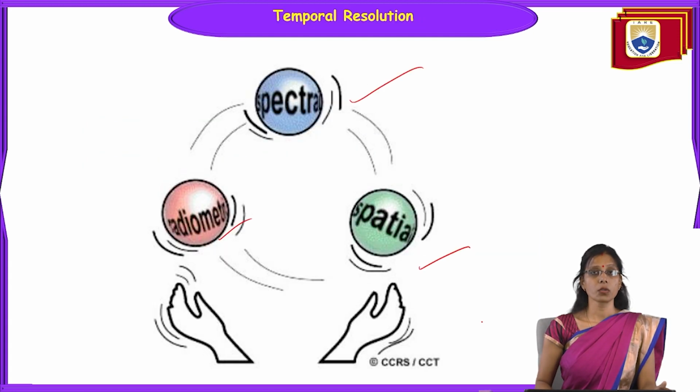Okay, so I hope you understood about the resolutions. We have four types of resolutions: spatial, spectral, radiometric and temporal. These are resolutions which are very important for a sensor while capturing the information.